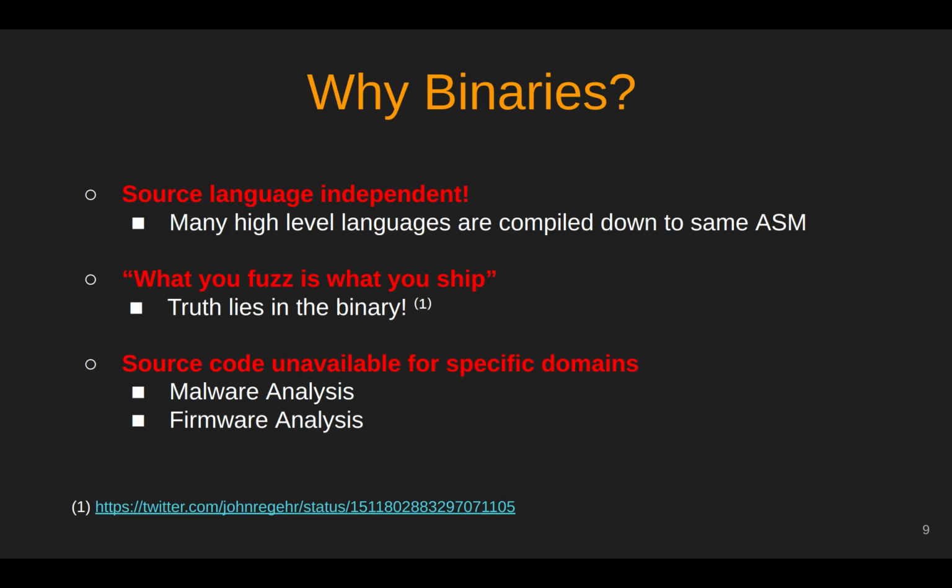And another reason is that truth lies in the binary. Now here I referenced a recent tweet about a bug in the GCC compiler. It exists in the latest version, and if you look at the code and you look at the assembly, they're nothing alike. It's just like, wait, where did all those checks go? It just assumed everything and then it just returned 1. It's wrong. So if you do it at the source code level, you wouldn't have found that bug.